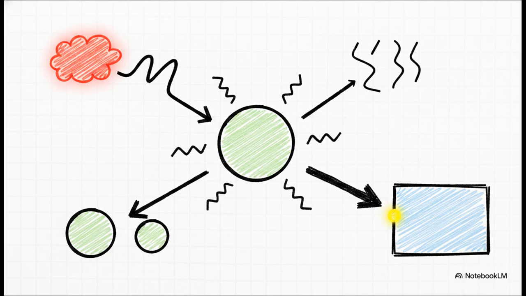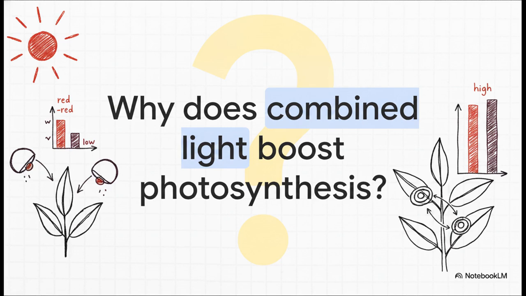This brings us to the famous Emerson Enhancement Effect. So scientists in the mid-20th century noticed something super odd. If you hit a plant with just far red light, photosynthesis drops off a cliff. It's a phenomenon known as the red drop.